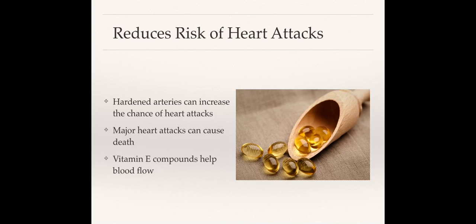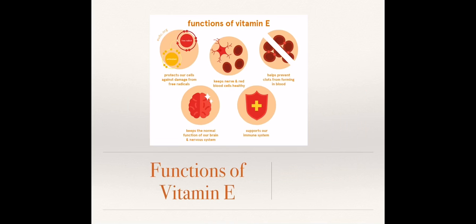Key major functions. Well, we know that it protects our cells from damage of free radicals. It keeps our nerve and red blood cells healthy, prevents clots from forming in the blood, and keeps the normal function of our brain and nervous system. And we definitely know that it supports a healthy immune system. We need vitamin E in our body.